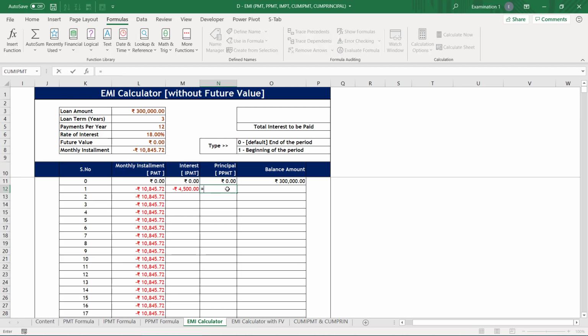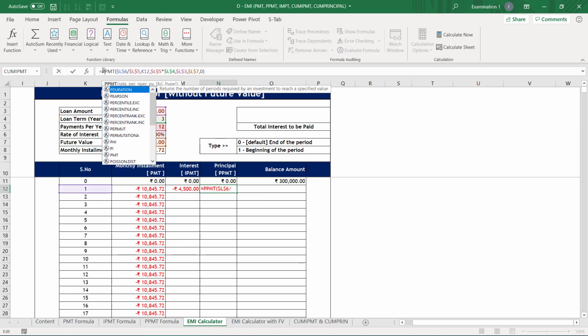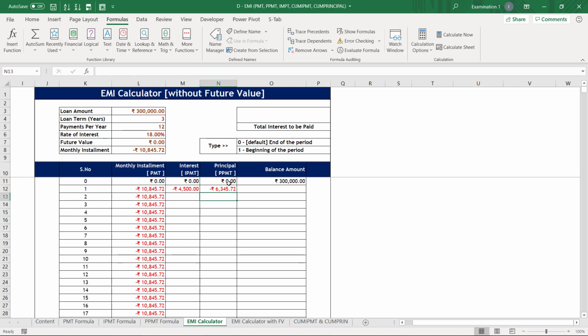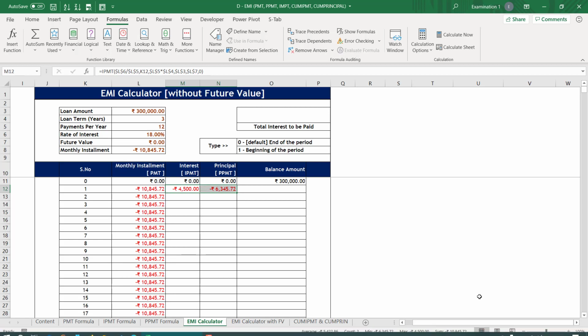Now if I wish, I can calculate the same by using the PPMT formula. And again, the arguments are the same. So rather than writing the same thing again, I'm going to copy the same formula, paste into this cell, and simply replace this I with PPMT. And you can see these are the exact values. If I select these two cells, you can see the sum is going to be 10,845, which is exactly this one.